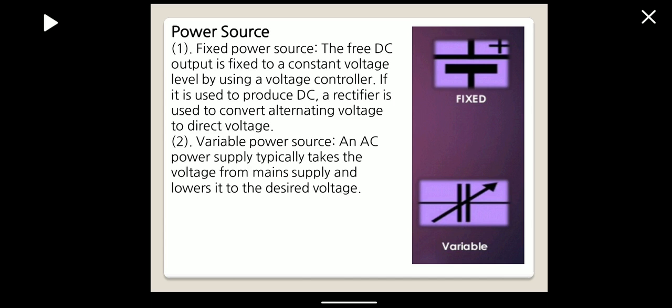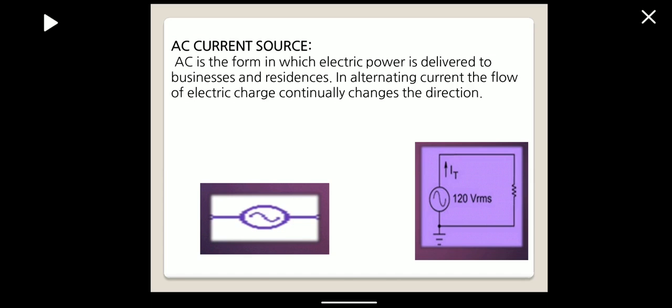Then second is the variable power supply. The second figure shows the variable power supply. One is the positive terminal, the second is the negative terminal. An AC power supply typically takes the voltage from the mains and lowers it to the desired voltage.